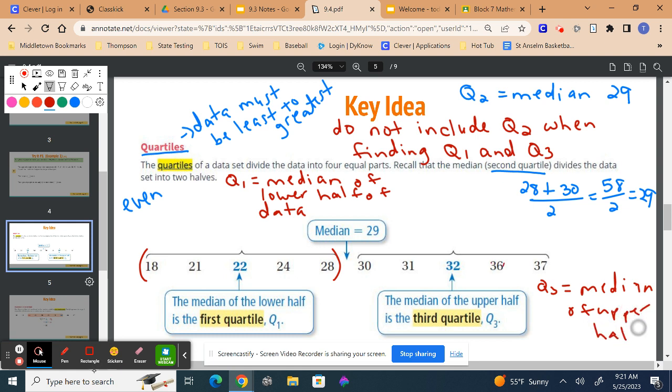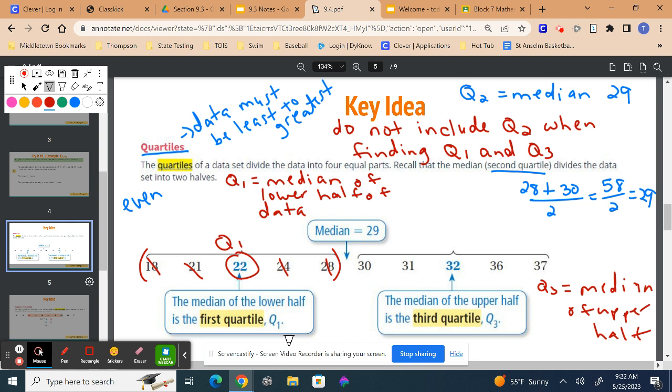Okay. So, again, and I'm sorry that that's up here, did I include quartile 2? No, 29 is not in there, okay? So we are finding the median of this lower half. Can we do that? So we're going to cross off, and what do we get? 22. So our quartile 1, and sometimes people say Q sub 1, that means the same thing, okay? Quartile 1 is 22.